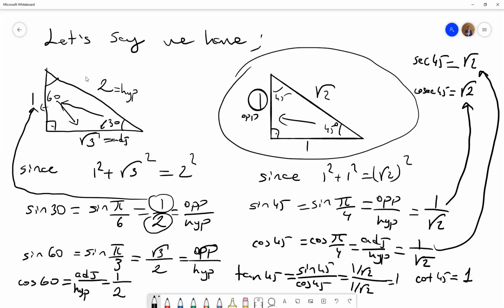You have to memorize all these things, of course, maybe by calculating from these triangles.